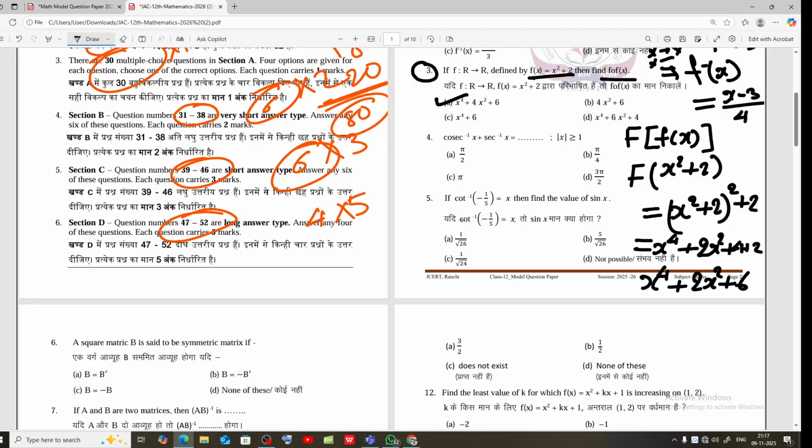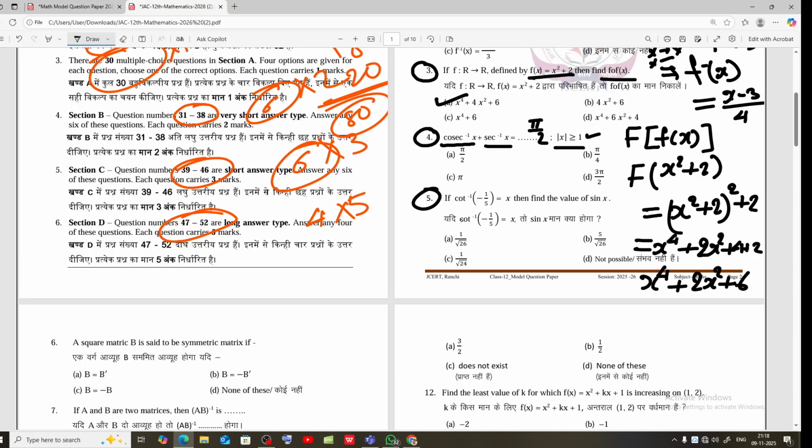Question number 4. Inverse trigonometric functions. Cosec inverse x plus sec inverse x equals pi by 2, just like sin inverse x plus cos inverse x equals pi by 2, and tan inverse x plus cot inverse x equals pi by 2, in the case of mod of x greater than or equal to 1.